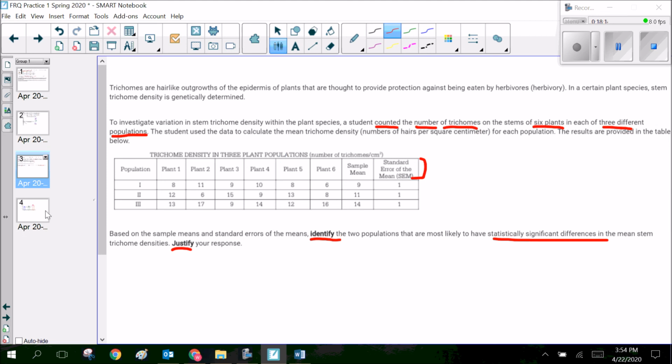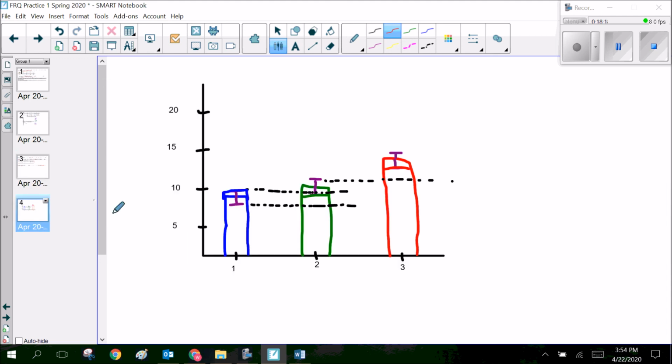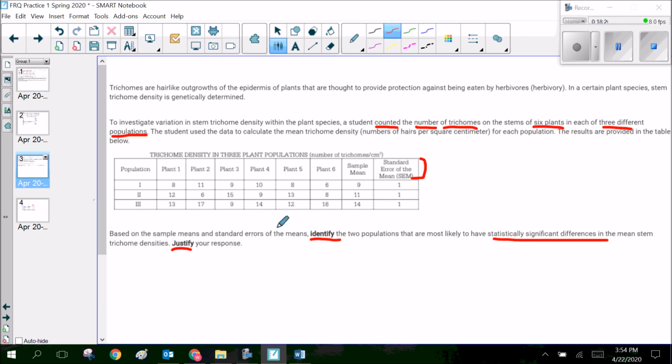So I'm going to show you how standard error of the mean is applied to a graph, and this will help us to analyze our results. I made a simple bar graph: population 1, 2, and 3, and then 5, 10, 15, and 20 is going to represent the sample means. I didn't do my units, which is poor of me. I'm going to guess the sample means are what?